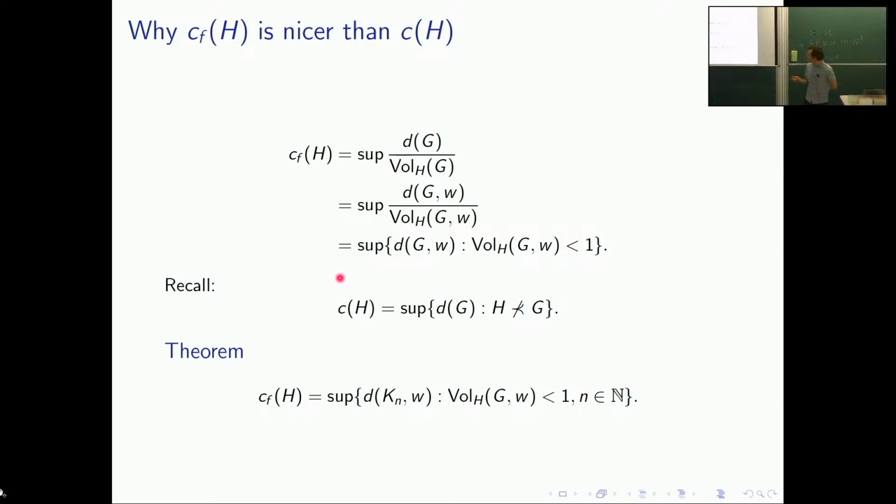And this version looks a bit more similar to the definition of the classical extremal function. But what's really nice is that we can actually go one step further. When we consider weighted graphs, we only actually need to consider weighted cliques.